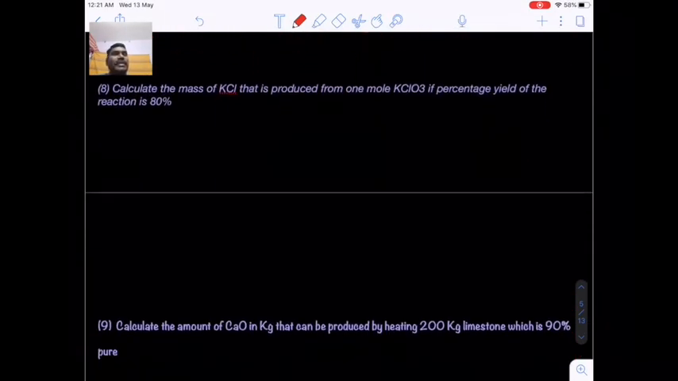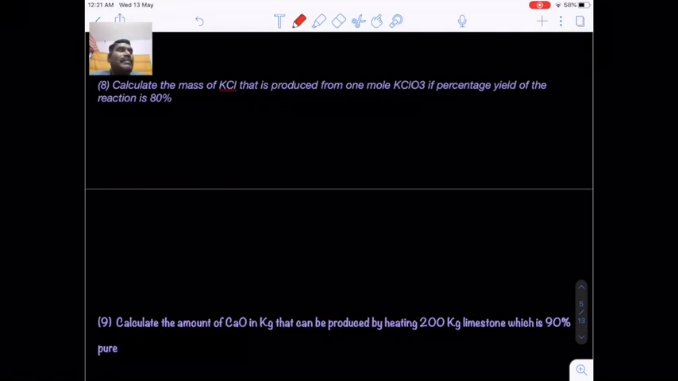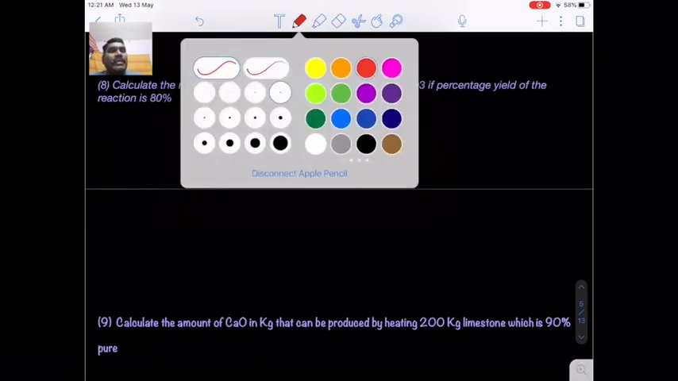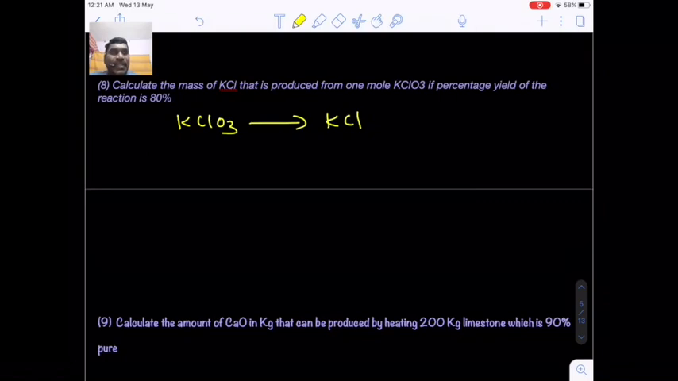Next, come to the 8th question. In the 8th question, calculate the mass of the KCl which is produced from 1 mole of KClO3 if the percentage of yield is 80%. Now here, first of all, write the equation. KClO3 gives KCl plus O2.